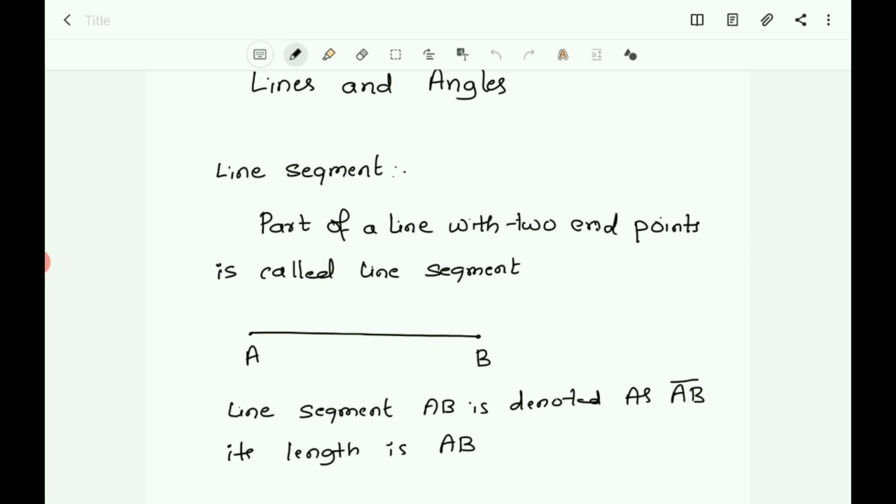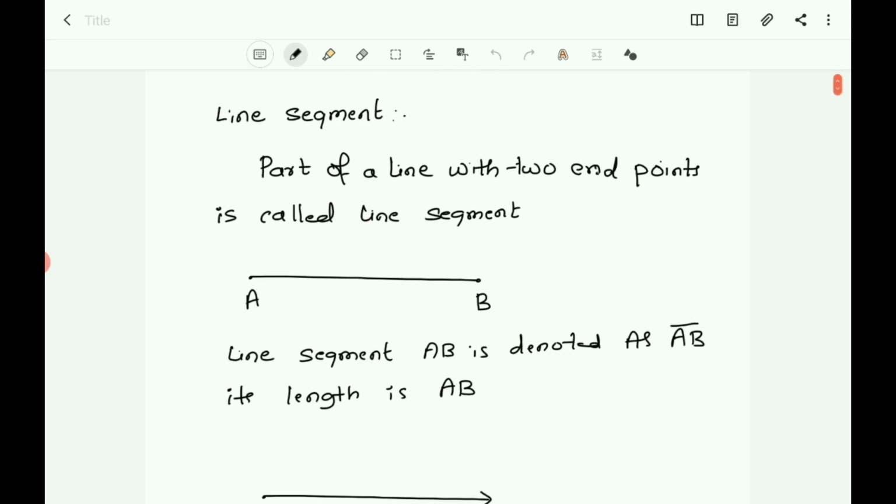What is a line segment? Part of a line with two endpoints is called a line segment, that you learnt in the previous chapter. See here, there is a line segment AB, which is denoted as AB. Its length is here AB. The length of the line segment AB is the distance from A to B, that is AB.